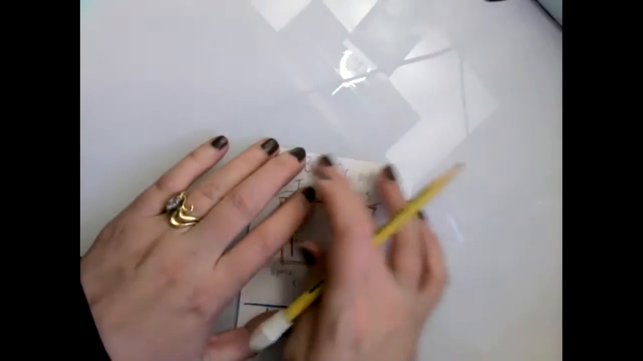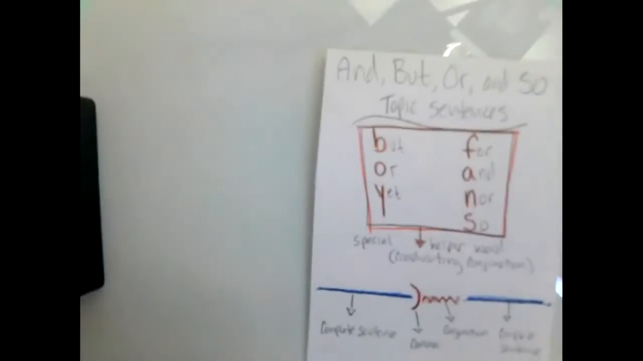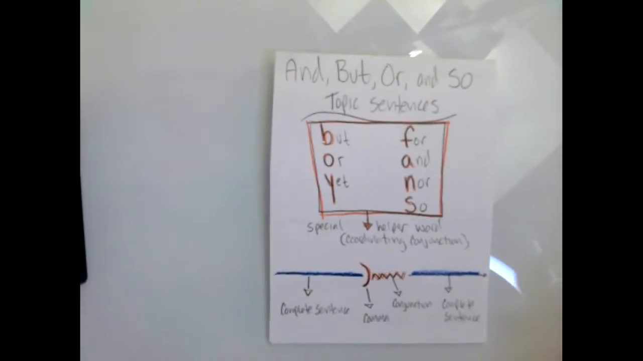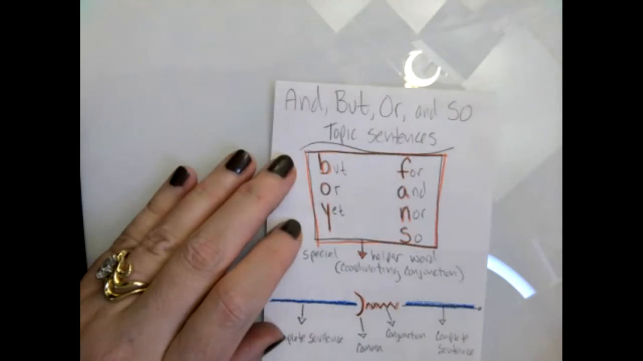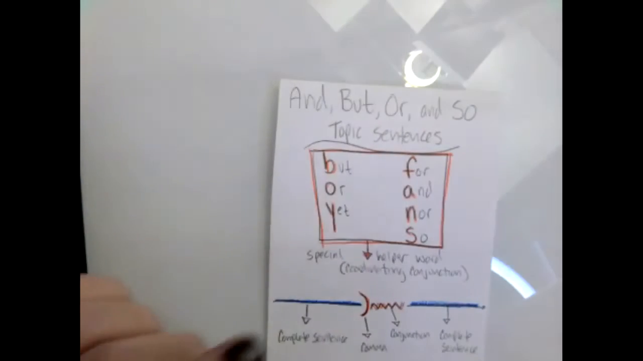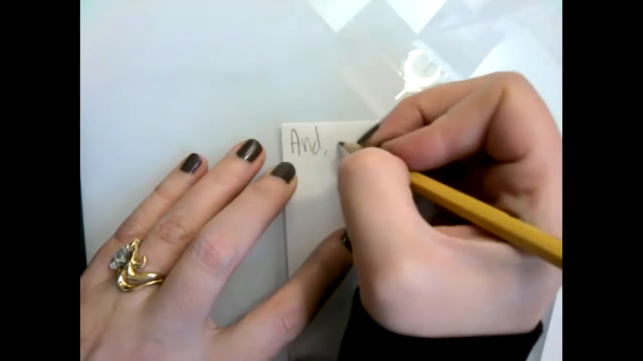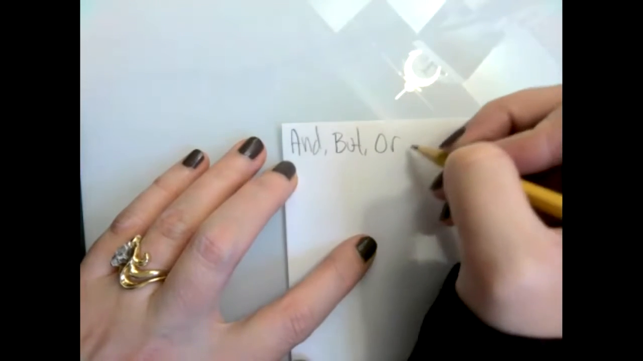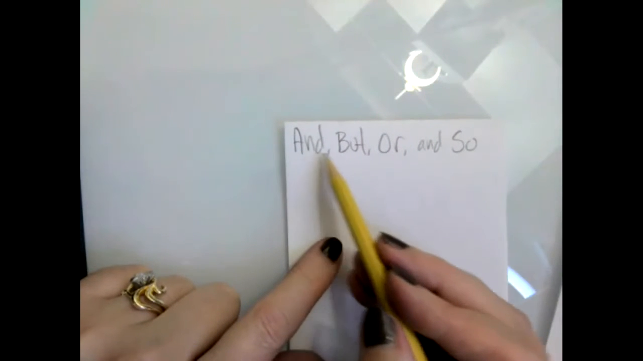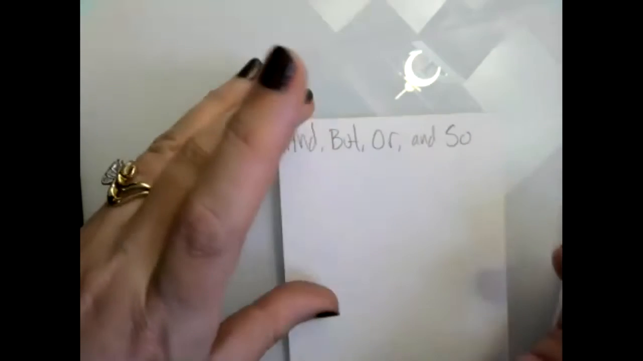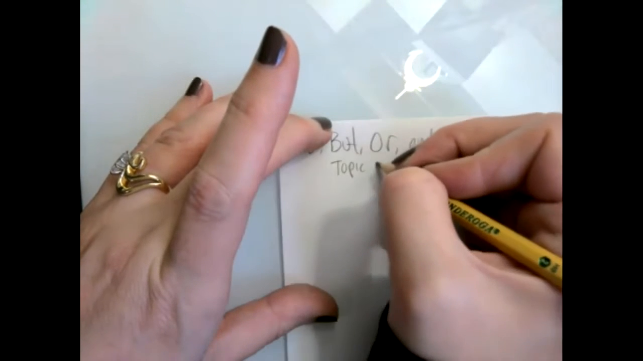So let's go ahead and start with the front of our next paper. Get this really clear for you. Okay, so this is going to be our and, but, or, and so topic sentences. You know what? I should be doing this at the same time as you to make this a little bit easier to explain. So I'm going to do that at the same time. So we're going to write and, but, or, and so. I made them kind of big, and I know it's weird. We wouldn't normally capitalize these letters, right? But we're doing it just because it's the title of the type of topic sentence. And then we're going to put topic sentences here.